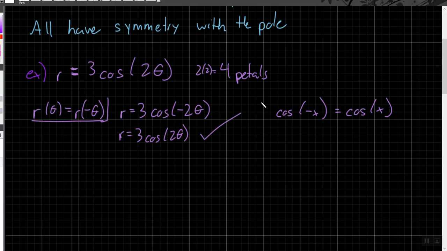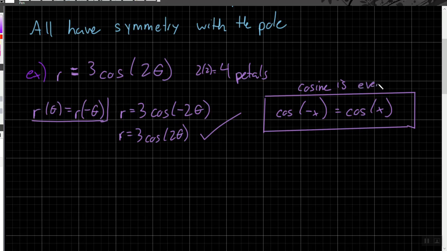Fun fact, cosine is an even function, which implies that this statement is true. If I have a negative argument, the negative kind of disappears, and it's just a positive. The negative argument is equal to the positive argument. Yes, only for cosine. For sine, it's an odd function.